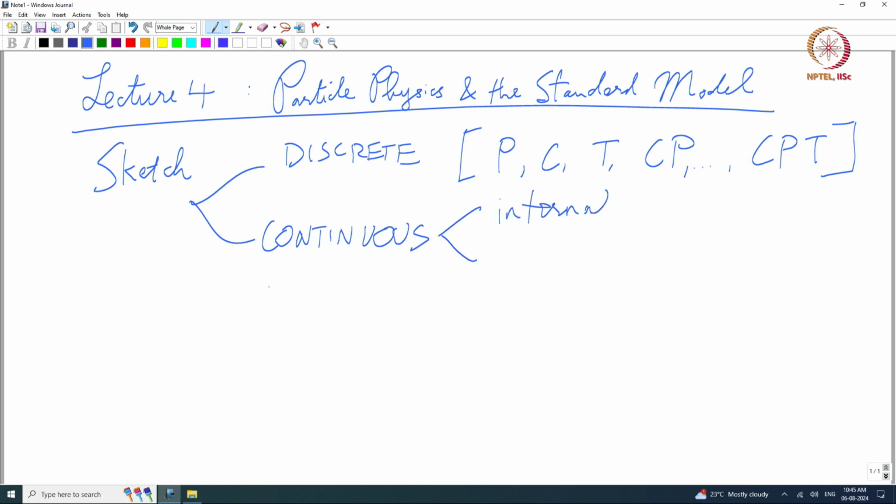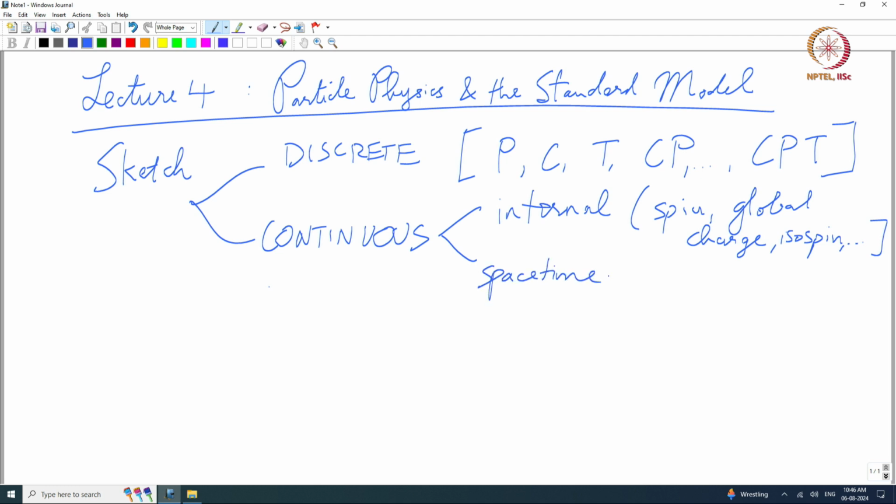into internal continuous symmetries. What do I mean by that? Things like spin, global charge, isospin, and so on. Okay. Now the word internal would make more sense if I write down the other one.